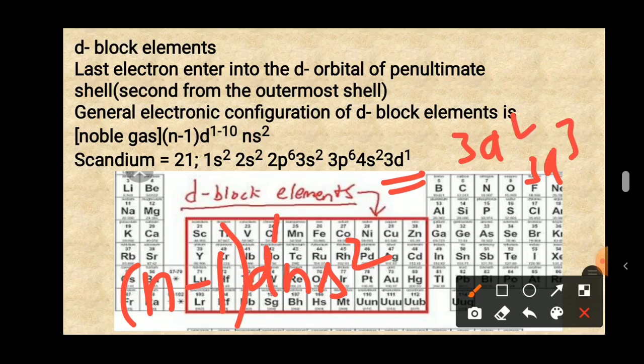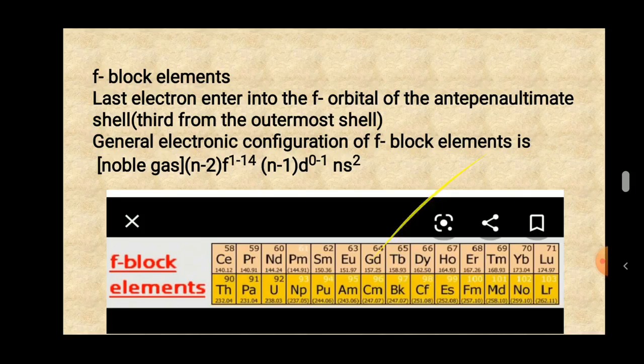Based on that, the general electronic configuration is (n minus 1)d1 to 10. What is the maximum capacity of the d orbital? It is only 10. I can fill 10 electrons in the d orbital. So the general electronic configuration for a d block element is (n minus 1)d1 to 10 ns2. Next are the f block elements.